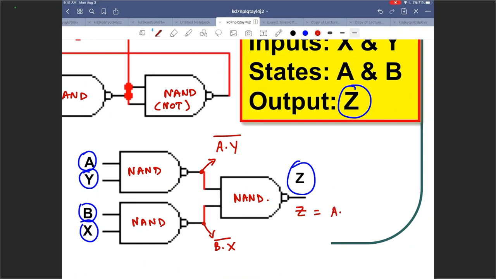as A Y and B X complement, which is what? A cancels out A and Y, or B and X, right? So that's very straightforward.